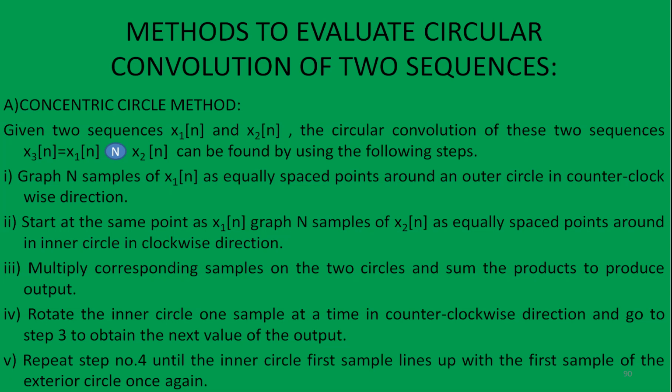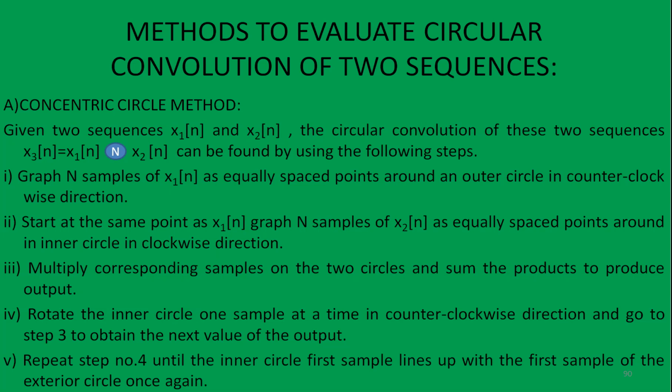So here we should follow these steps. The first step is to graph N samples of x1 of n. That graph is like a circle. So first draw one circle and then locate the points, x1 of 0, x1 of 1, x1 of 2 and so on, with equally spaced points. This circle is called the outer circle, and we locate all the x1 of n values in the counterclockwise direction, that means the anti-clockwise direction.